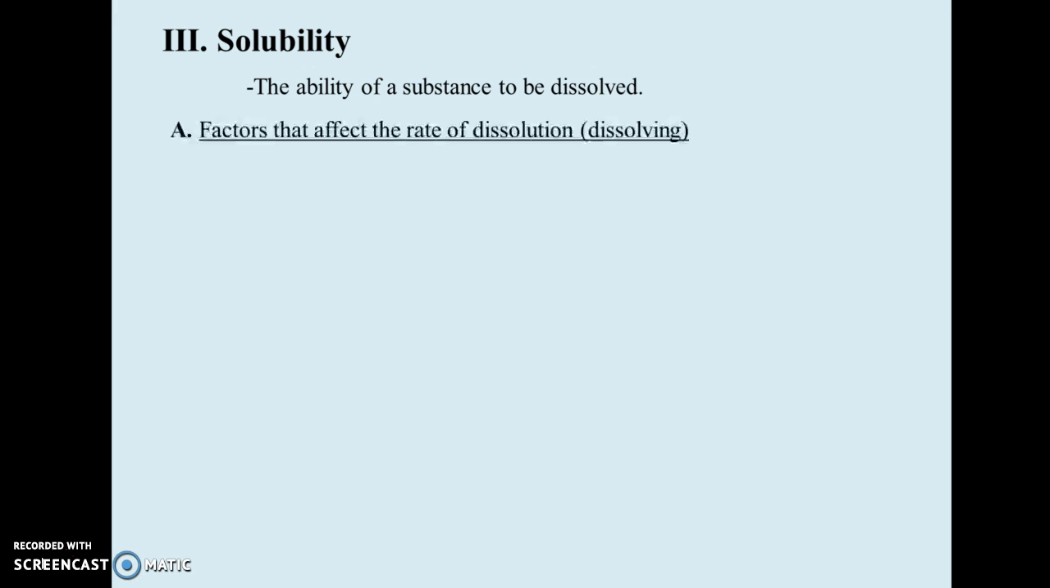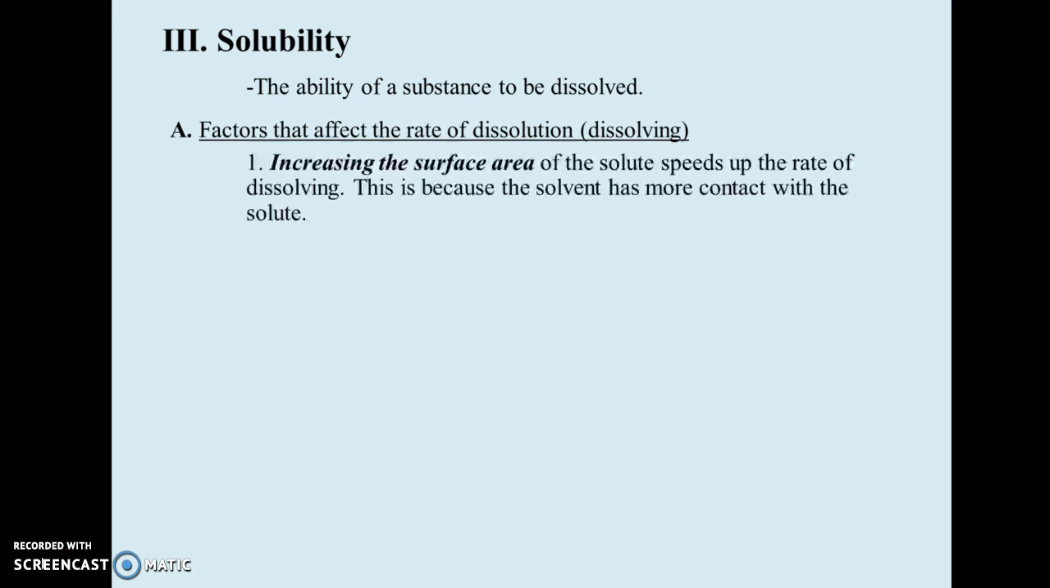So we're talking about solubility. And a really simple definition is the ability of a substance to be dissolved. Now, that depends on the solvent that's being used. Most of the time it's water, and that also depends on the temperature and a few other factors. So, three major factors we're going to talk about that affect dissolving or dissolution. First one, increasing the surface area of the solute speeds up the rate of the dissolving.